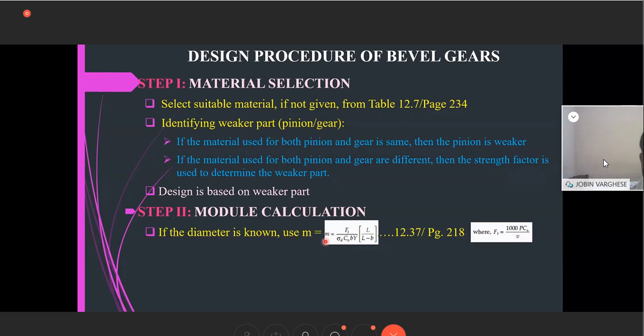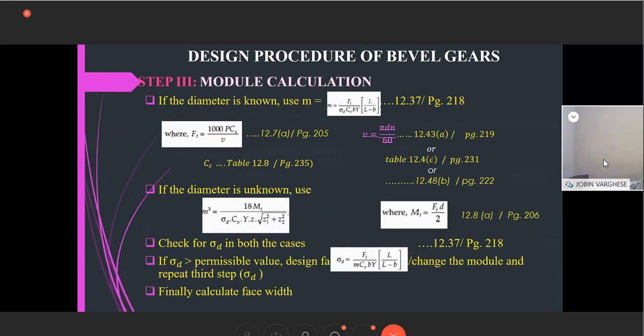we'll be using this one, m is equal to Ft by this equation that you can see from 12.37, page 280. So Ft, where does it come from, you can use this equation, and all this we will see in the problems. Next comes the case where the diameter is unknown. The case diameter is known, and diameter is, I hope I have written it a second time.